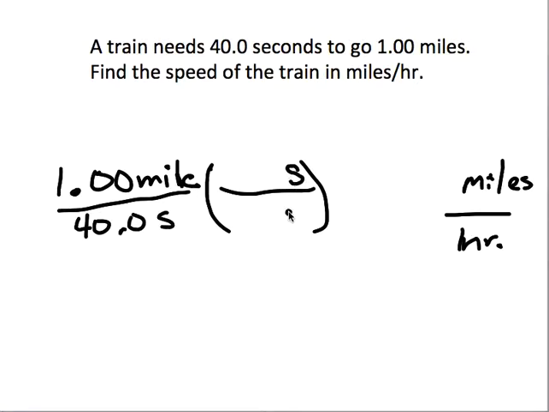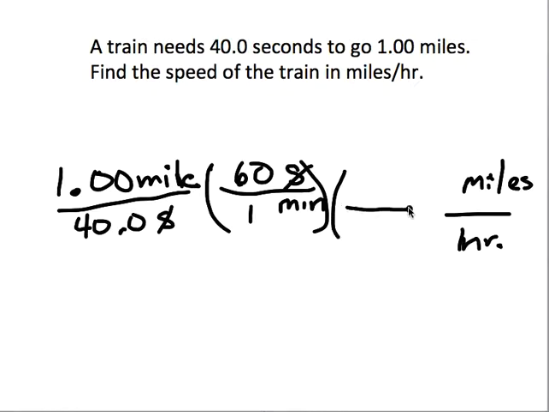Let's say I don't know how many seconds are in an hour. If you do, great. If you don't, fine. But everyone should know that there are 60 seconds in 1 minute. So my seconds units will cancel. If I stopped right this second, I would have units of miles per minute. I don't want units of miles per minute. I want units of miles per hour.